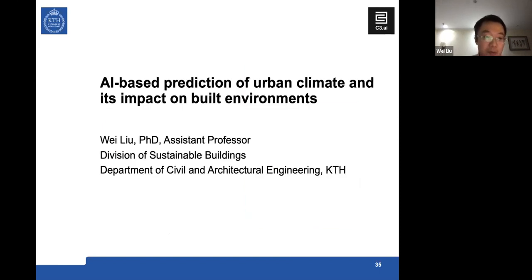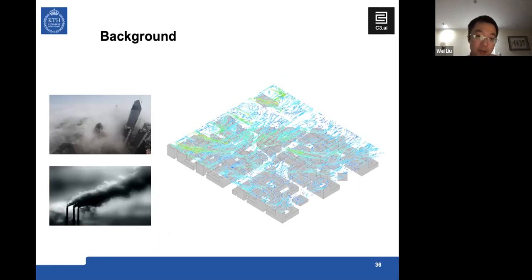And with the support of C3 AI, DTI, and Digital Futures at Stockholm, we have funded a project entitled AI-based prediction of the urban climate and its impact on the built environments. The inspiration of this project is that the urban climate determines the environmental quality in urban areas by removing or dispersing airborne pollutants generated by human activities, through providing cleaner external or rural air. So the study of the urban climate and its impact on the built environments would help provide guidelines and tools for urban planners and building engineers to evaluate the environmental quality in our living space.